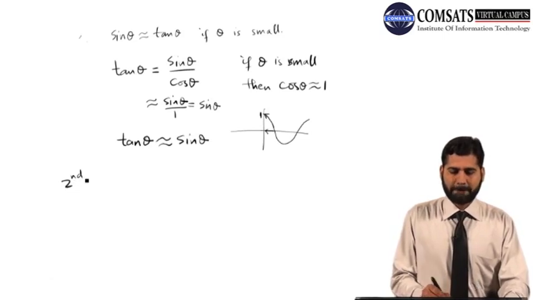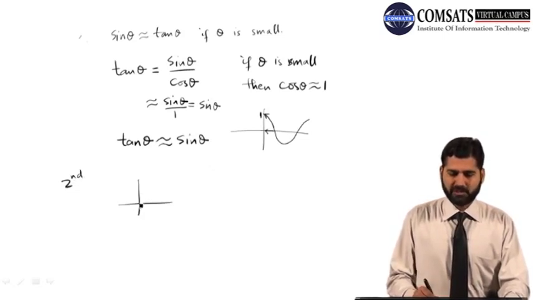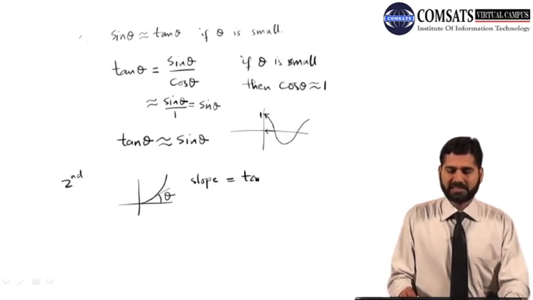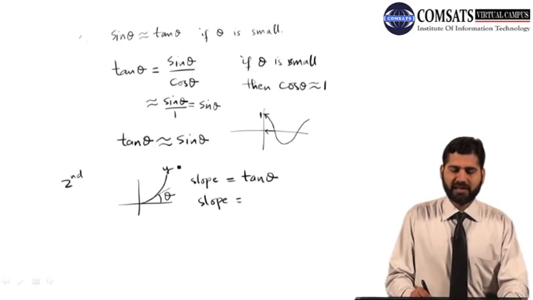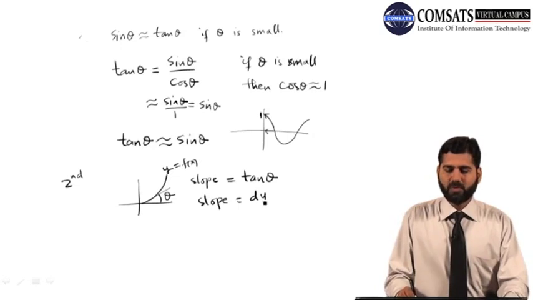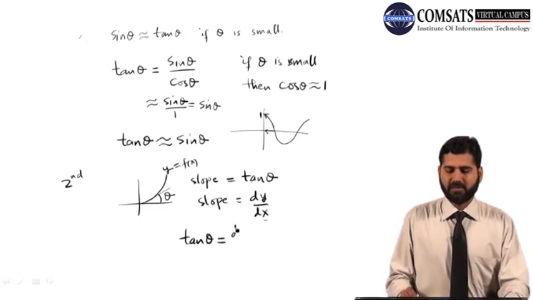The second one was if you have a curve whose tangent makes an angle theta with the x-axis, then the slope of the curve will be equal to tangent theta. All right, but the slope is also equal to, if this is your y function of x, all right, then slope is also equal to dy by dx. All right, so that's why we replaced at the end tangent theta by dy by dx.